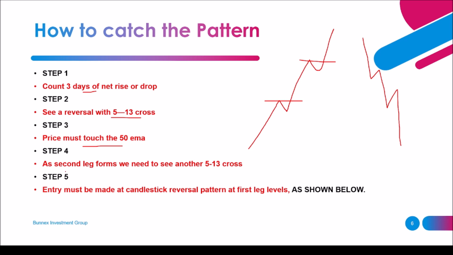Then on step 4, the second leg forms, and as the second leg forms, we need to see another 513 EMA cross to the upside, right? Then entry must be made at a candlestick reversal pattern at the first leg level as shown below, right?